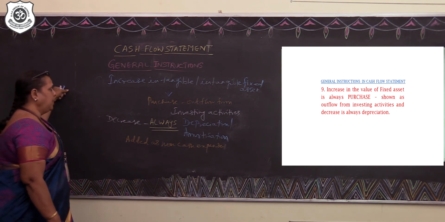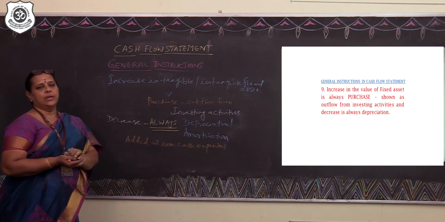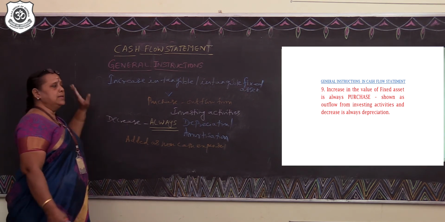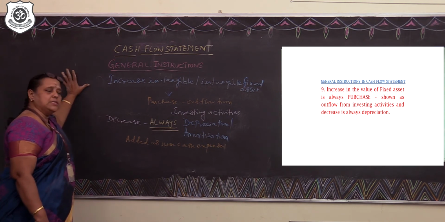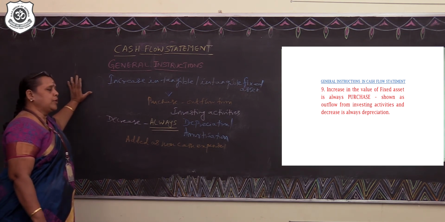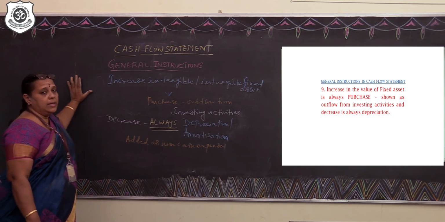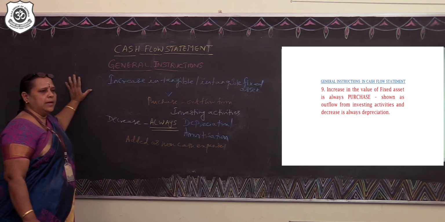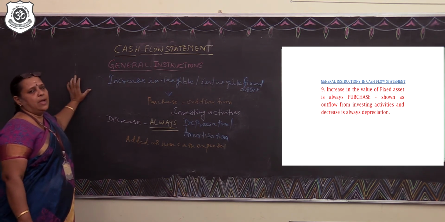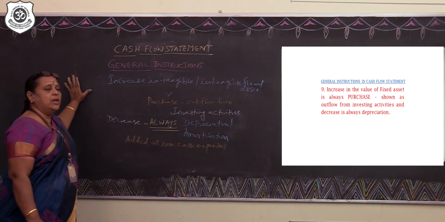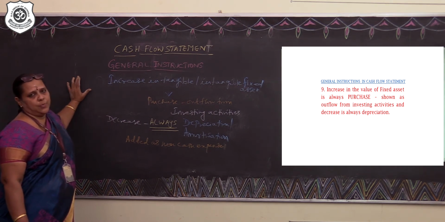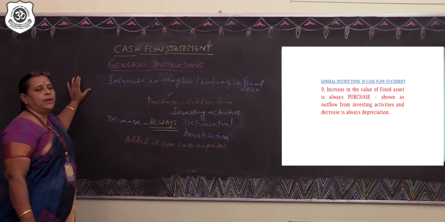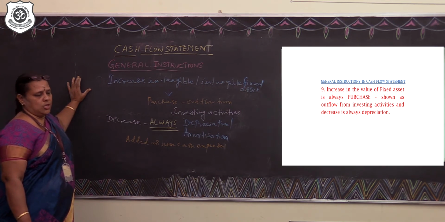So I repeat, accounting treatment of increase or decrease in the value of fixed asset. Increase in the value of fixed asset, whether it is tangible or intangible, it is always considered to be purchase and it is an outflow from investing activities. Decrease does not mean sale, irrespective of whether it is land or any other asset. Decrease is always treated as depreciation or amortization depending upon the type of asset, and it will be added as non-cash expense for computation of operating profit before working capital changes.